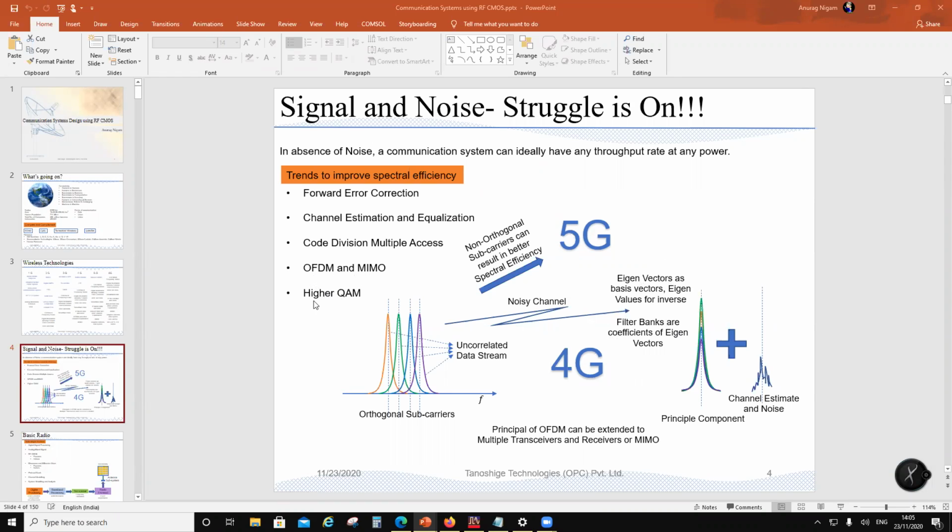Now we also want to increase the channel capacity. So we went to something called QAM, right? QAM was always there in modems and all that. So you can modulate amplitude, you can modulate frequency, you can modulate phase. Okay, those are all analog communication.